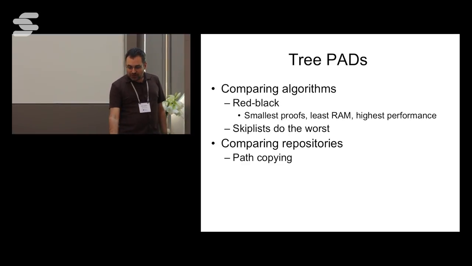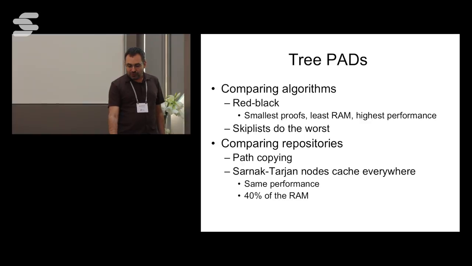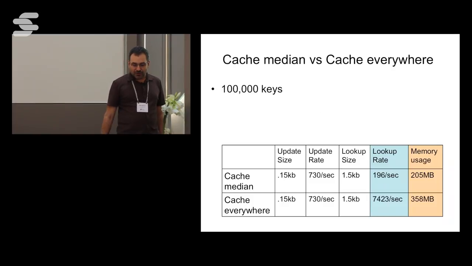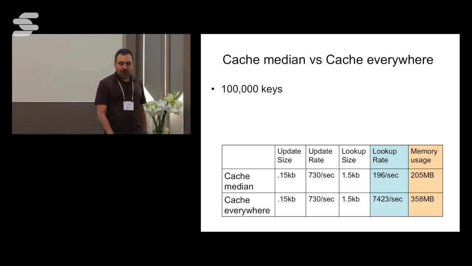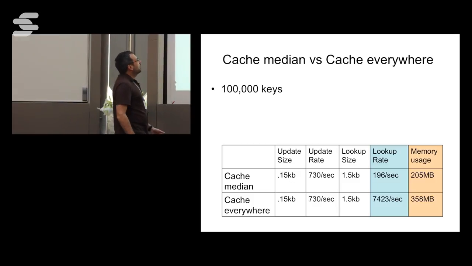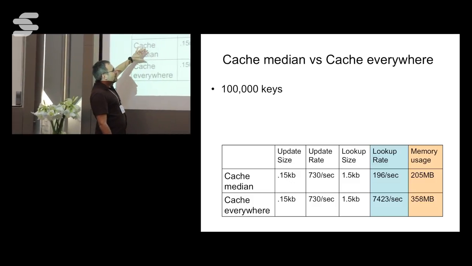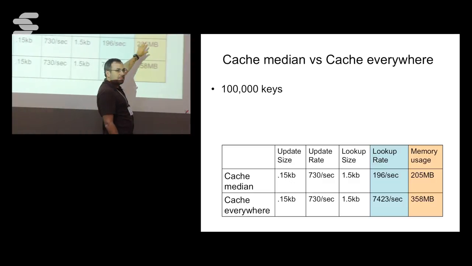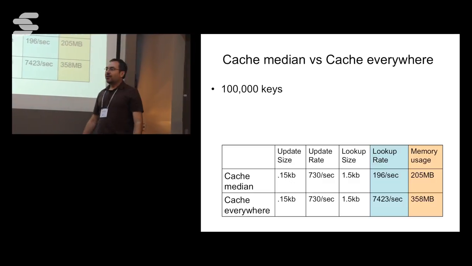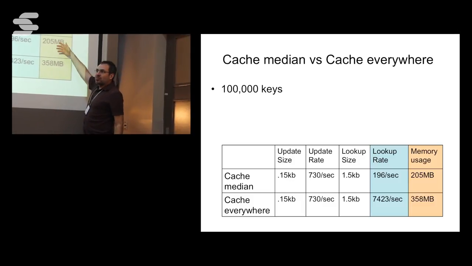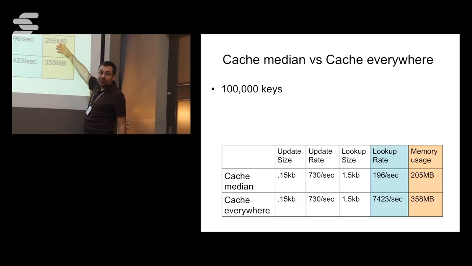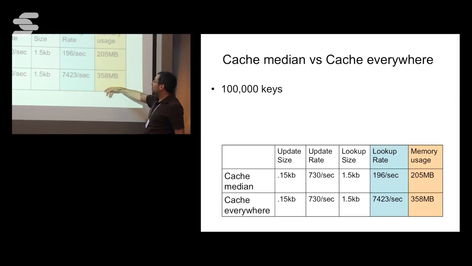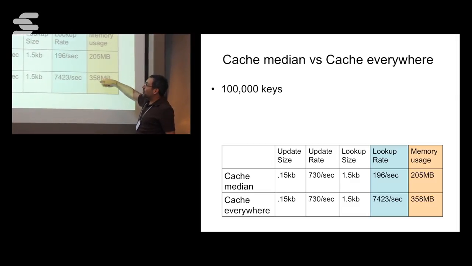When we looked at all these different kinds of repository sizes, here's what happens. When you have 100,000 keys, you have this curious thing. I can use half the memory by only caching some of the hashes. If I cache all of the hashes, my memory almost doubles.